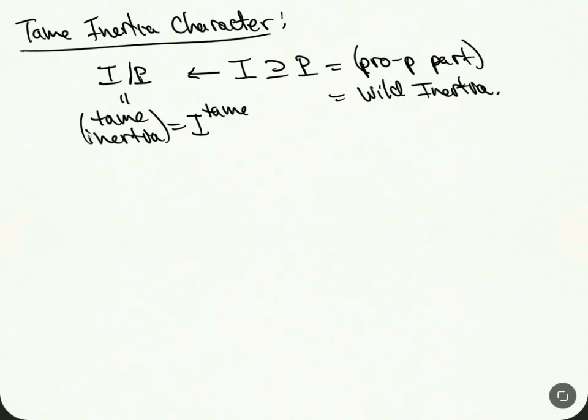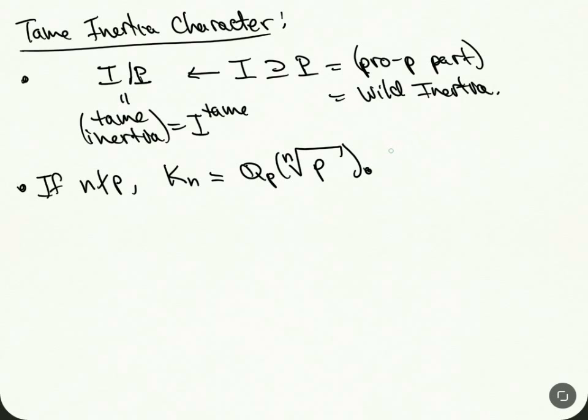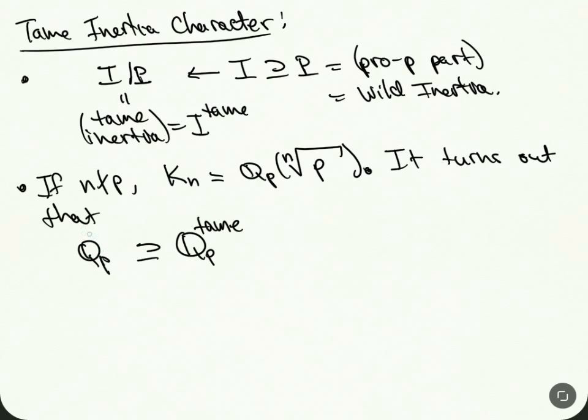So associated to these groups, there are corresponding extensions. So if n is a number that doesn't divide p, we can form a field, K_n, which is Q_p where we adjoin an nth root of p. Okay? And it turns out that we have the following, that the tame extension here, so this is inside Q_p bar, is the union of these K_n's for n prime to p.